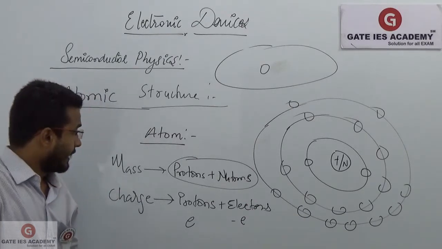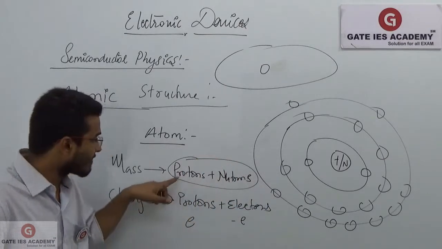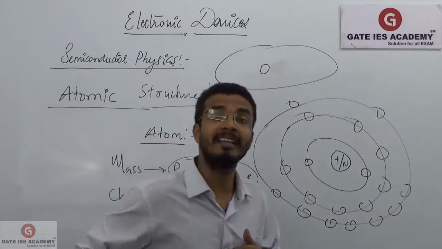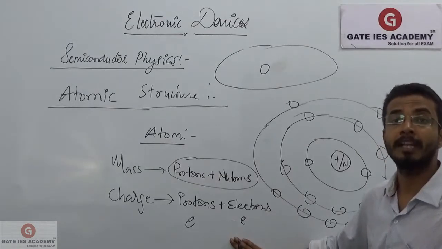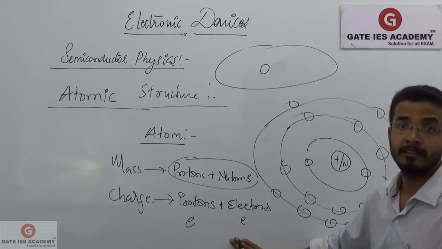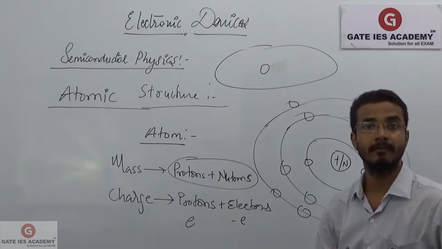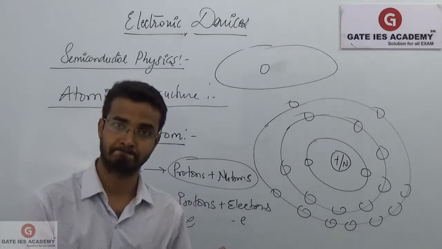Okay. But the mass is very small, so I am not interested in that. What is the mass of the proton? Mass of the proton is 1.6 x 10^-27 kg. And the mass of the electron is 9.1 x 10^-31 kg. That means the electron is about 10,000 times lighter than this. That is why we are not taking the electron into consideration in the mass.